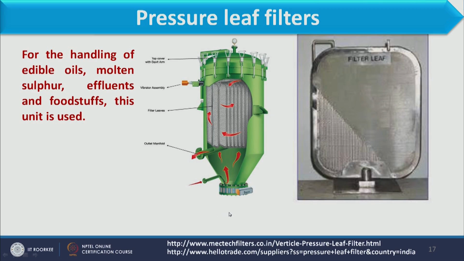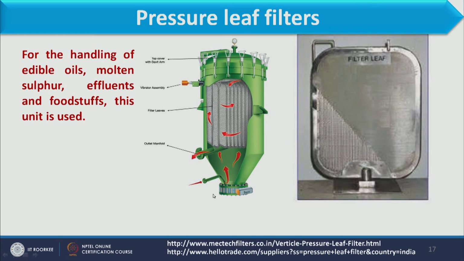Now the next filter we have is the pressure leaf filter. In the pressure leaf filter, here we have the image of this. What happens in this leaf filter? Here we have different leaves. Now what is a leaf? Here I have shown one figure which shows the filter leaf. If you see this leaf, it has wire mesh, and this wire mesh is very small in size, and sometimes we also use cloth over here, but usually it consists of mesh wire of very fine size.